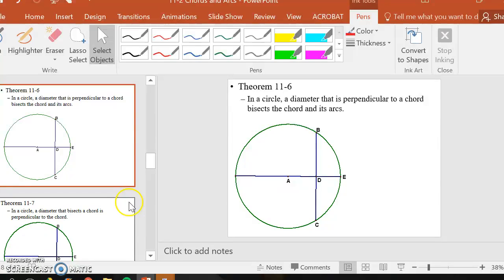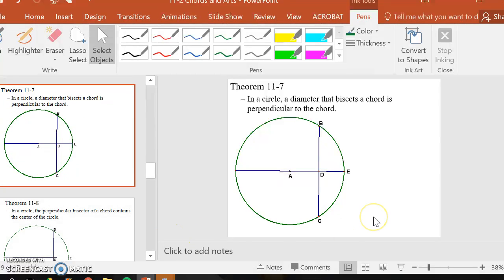And the next one. In a circle, a diameter that is perpendicular to a chord bisects the chord and its arcs. So if we see this diameter is perpendicular, so if we get right angles anywhere here, then we know this segment is congruent to this segment, and then we know this arc would also be congruent to this arc. Okay, these are all theorems we have to pay attention to when we're doing the examples.